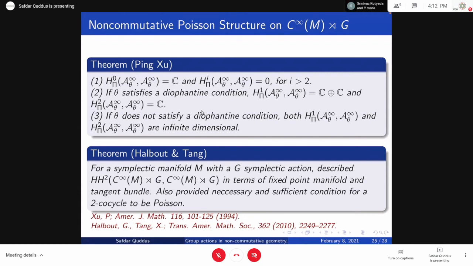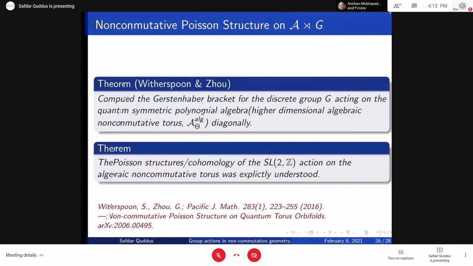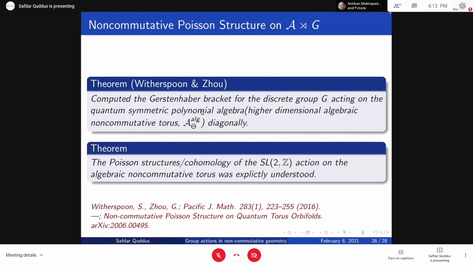So basically, what we are discussing on this page is non-commutative Poisson structure on classical orbifolds, right? So one can ask again, what about the non-commutative Poisson structure on non-commutative orbifolds? Okay, so Sarah Witherspoon and Zhou computed the Gerstenhaber bracket for a discrete group acting on quantum symmetric polynomial algebra, which is the same as what we had, but in a higher dimension.